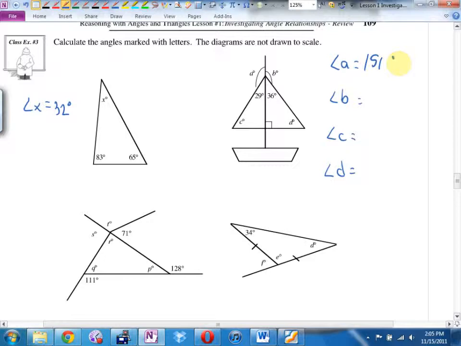Angle B. Any suggestions here, Shay, how I can figure out how big angle B is? On the other side, same thing. Sure. So what will I type into my calculator or do in my head? 180 what? So 180 minus 30 is 150, minus 6. How big? I agree with you, 144 degrees.